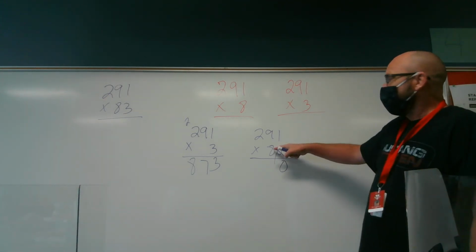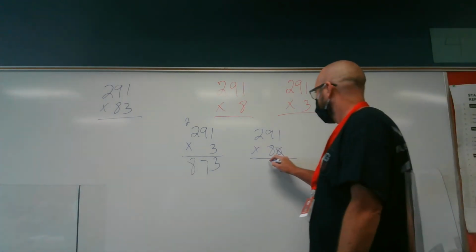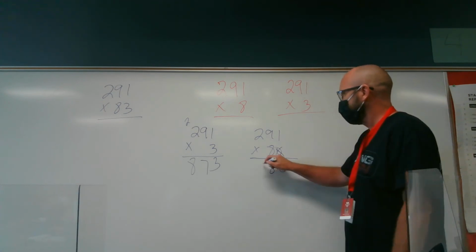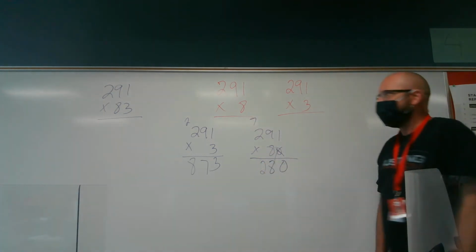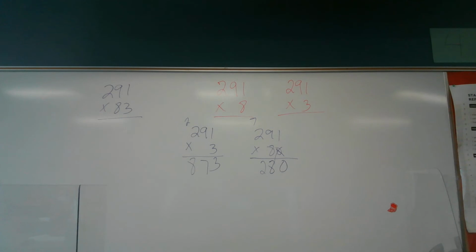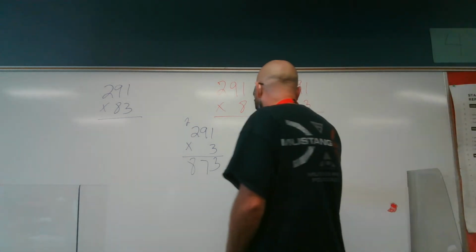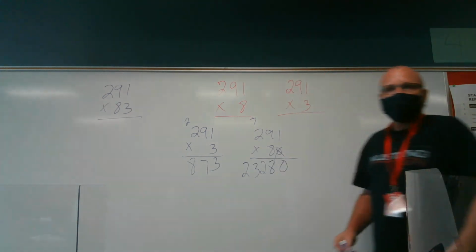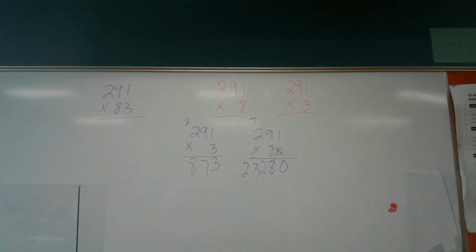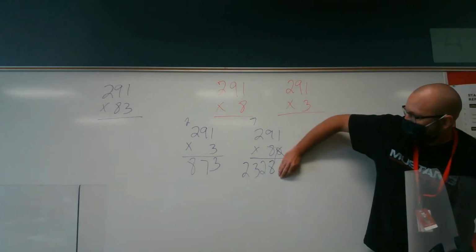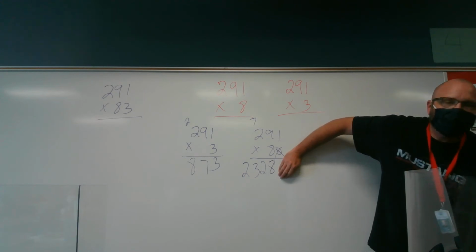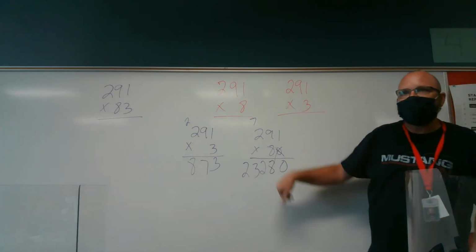So 8 times 1 is? 8. 8 times 9 is? 72. 8 times 2 is 16. Plus 7? 23. I did that. Okay, so you should have gotten those. I mean, you'd have gotten 2,328 because I only made you do times 8, not times 80.